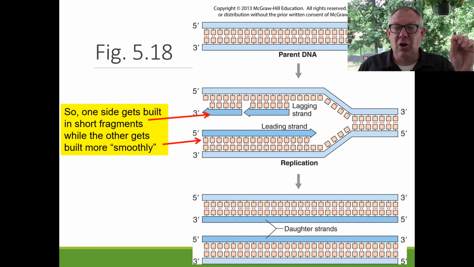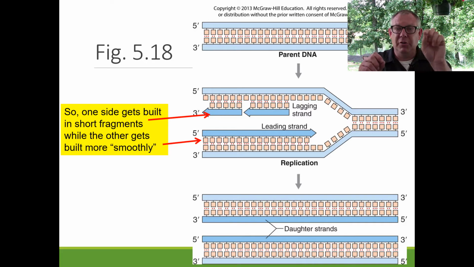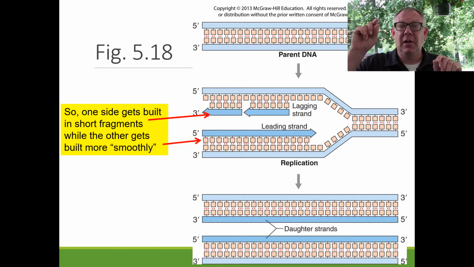And so you build a chunk, and you open up the bubble, and you build a chunk, and you open up a bubble. And you have to do it. It has to occur that way because you have to build these from 5' to 3'. So one can be easily built from 5' to 3'. The other can only build a little at a time.